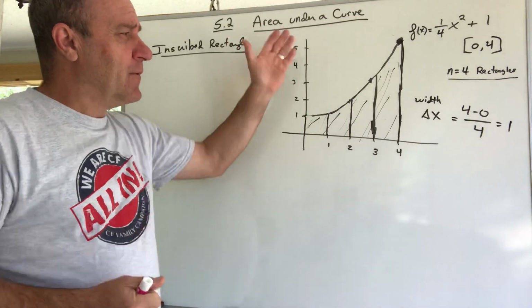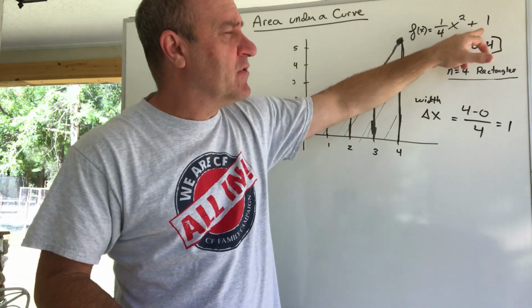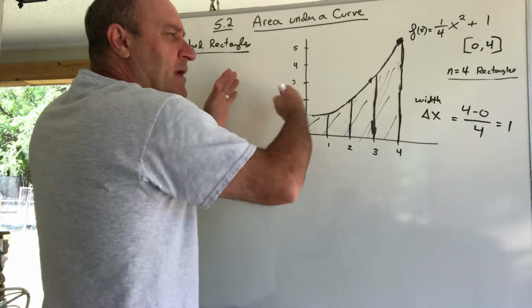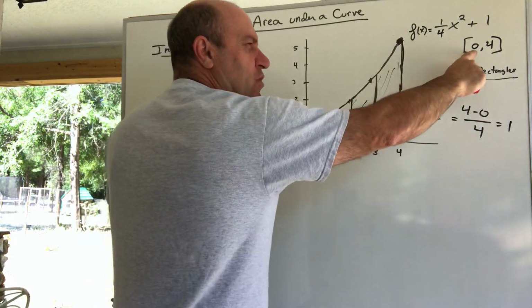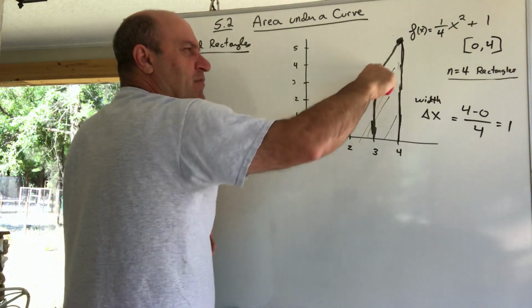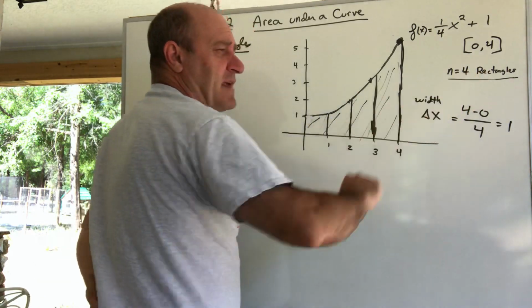And so I drew a picture here, I got a function here, 1/4 x squared plus 1, that's just a parabola. It's kind of a wide parabola. And so this is half of it here, sort of. I'm just working from 0 to 4 under this parabola. We're going to find this area, and we're going to use 4 rectangles.